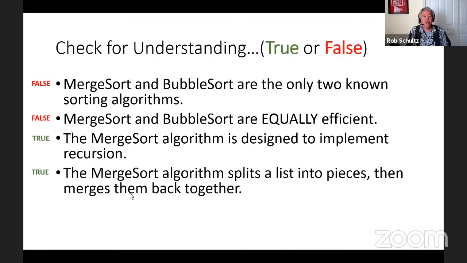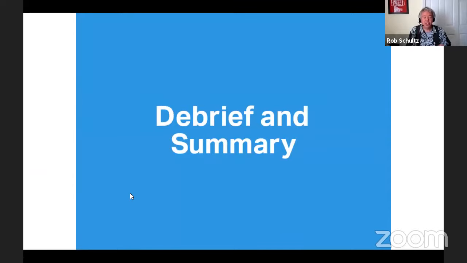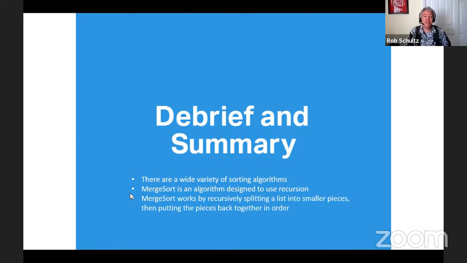So that is our intro to merge sort. Just a quick debrief and summary. There are a wide variety of sorting algorithms. The three that we focus on in this class are selection sort, insertion sort, and merge sort. Merge sort is the one of those three that's designed to use recursion. And merge sort specifically works by recursively splitting a list into smaller pieces and then putting the pieces back together again in order.